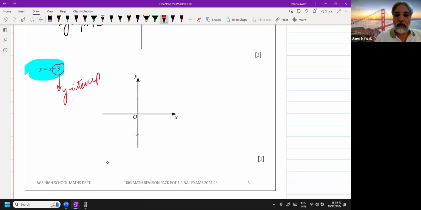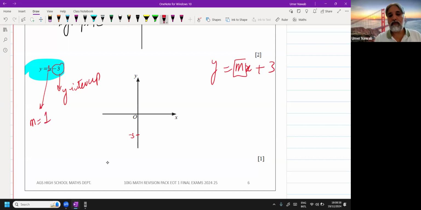So your y-intercept, suppose this is negative 3. This is your y-intercept. What is the gradient I have? You will say, Mr. Omar, the gradient is 1 because I'm going to write it in y equals mx plus c. Can you compare it? The m is basically 1, the coefficient of x.